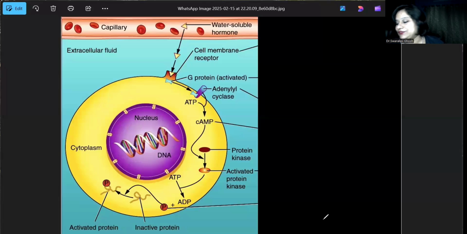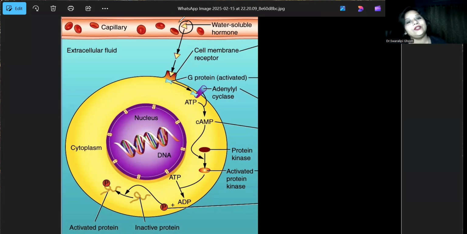So let me share the picture with you. Here you can see the triangle representing the protein hormone, water soluble in nature. Okay. So it is trying to enter the cell. Now, first and foremost, as we know, hormones put their action on a cell by identifying the cell with the help of the receptors.